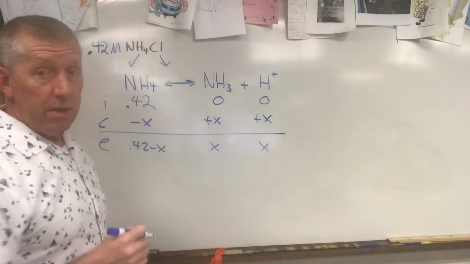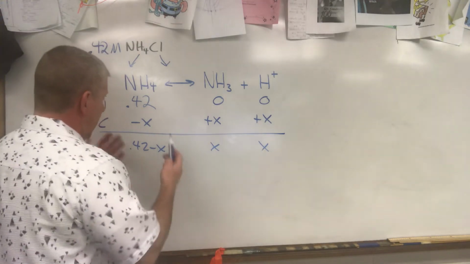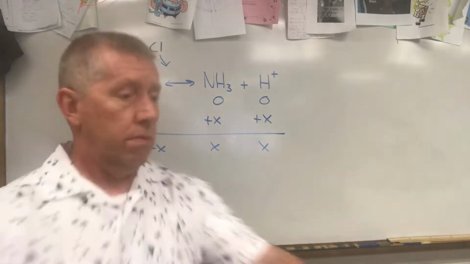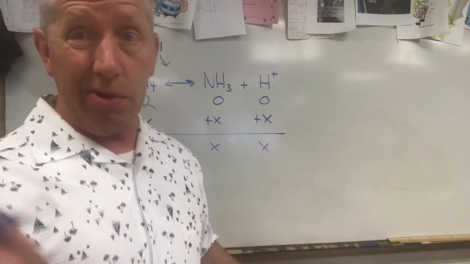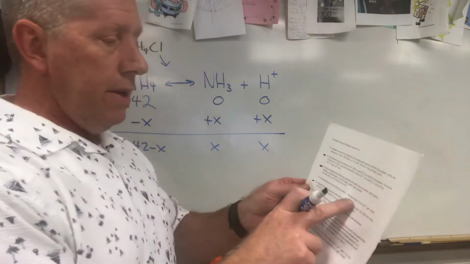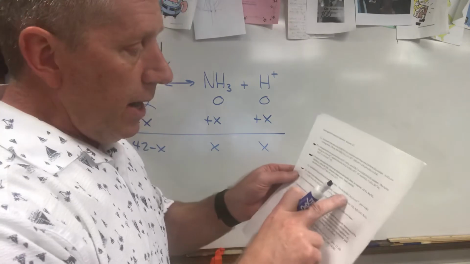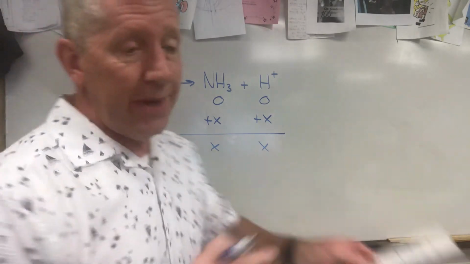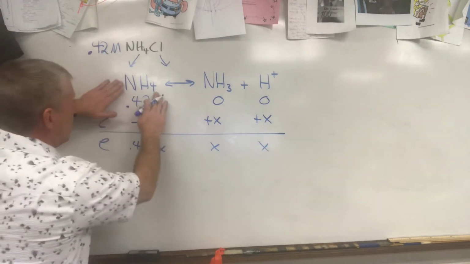Let's do the K calculation. Oh, we love K calculations, too. Now, the K value for the ammonium should be given. If it's not, we gotta go look it up. Yeah, I'm gonna go look it up. Here it is, right there. 5.6 times 10 to the negative 10th is the K value.